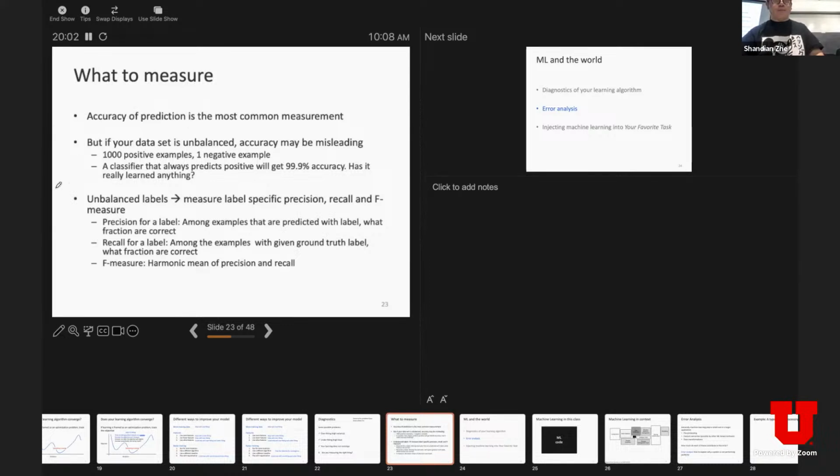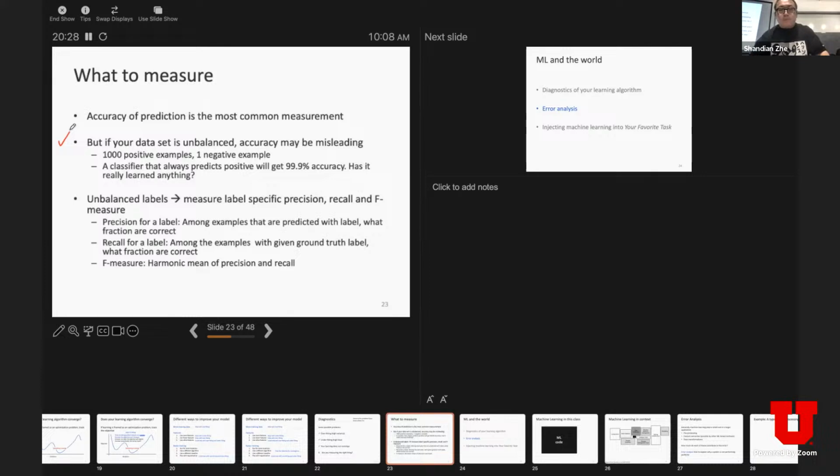For example, if your data set is unbalanced, then if you use prediction accuracy, that could be misleading. Like for example, you got 1,000 positive examples, only one negative example, and I can construct a stupid classifier that predicts every example to be positive. Then my prediction accuracy is 99.9%. Seems awesome, right? But actually it's a useless classifier.